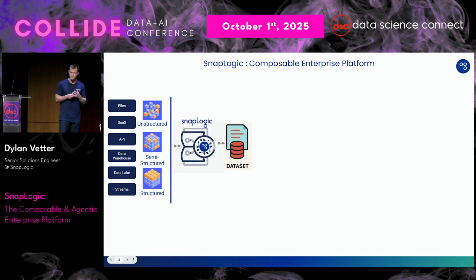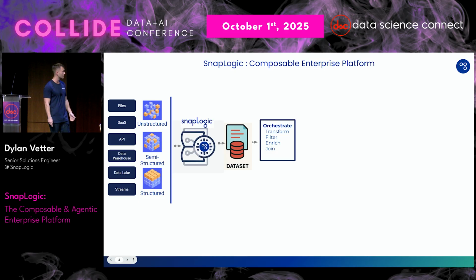SnapLogic does not store or cache any of this data. So when I say a data set, I'm not saying that we store it. It's kind of built in transit at runtime. From that level, you could either go straight into your target, more of a pure ingestion play, but a lot of times people utilize SnapLogic for the ETL capabilities to orchestrate, transform, and enrich this data.